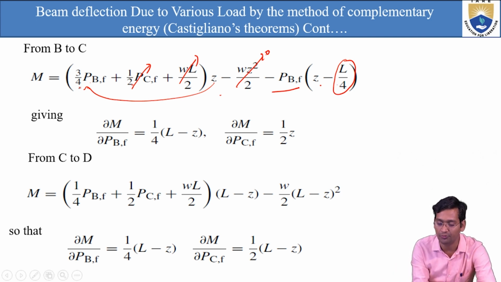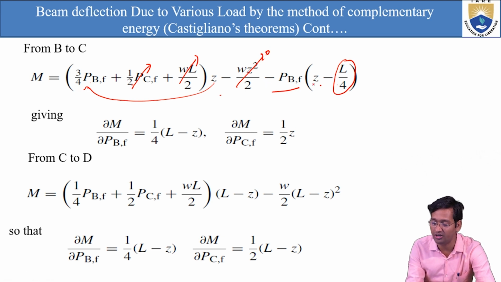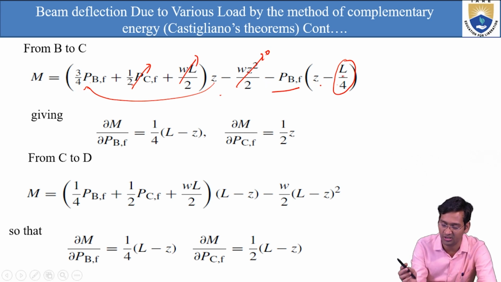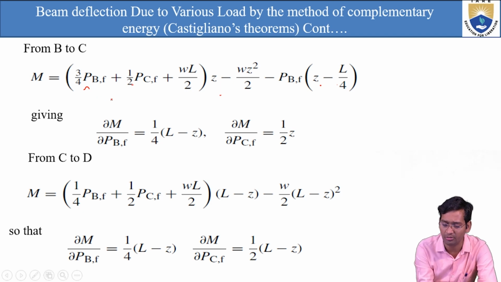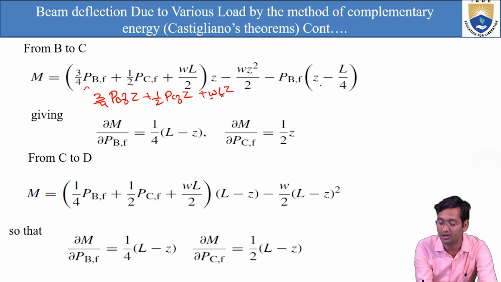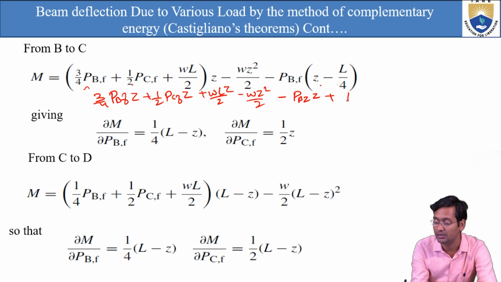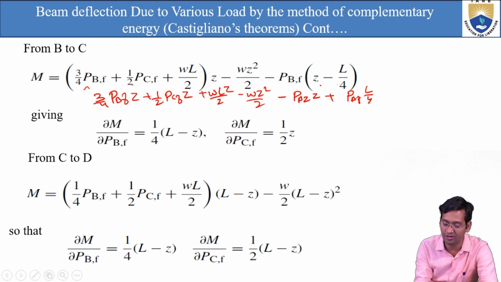Now what we have here is 3/4 Z minus 3/4 Z minus Z L/4. Let me expand this one and it will be more clear. First multiplying with this Z, and then this also I will multiply. So 3/4 PVF Z plus 1/2 PCF Z plus WLZ/2 minus WZ²/2 minus, I am multiplying, so PBF Z plus PBF L/4. Okay, now differentiating with respect to PBF.